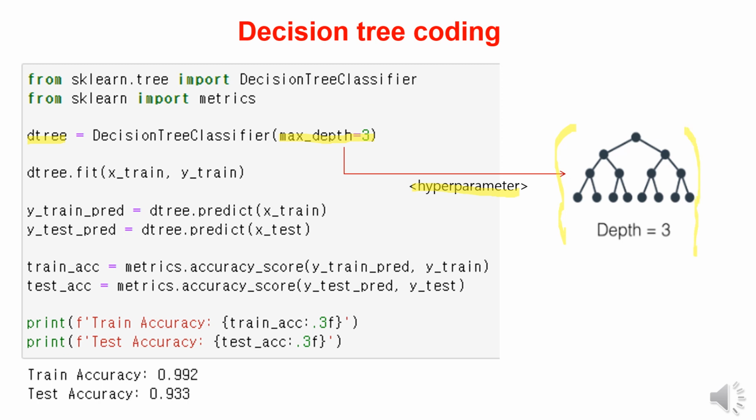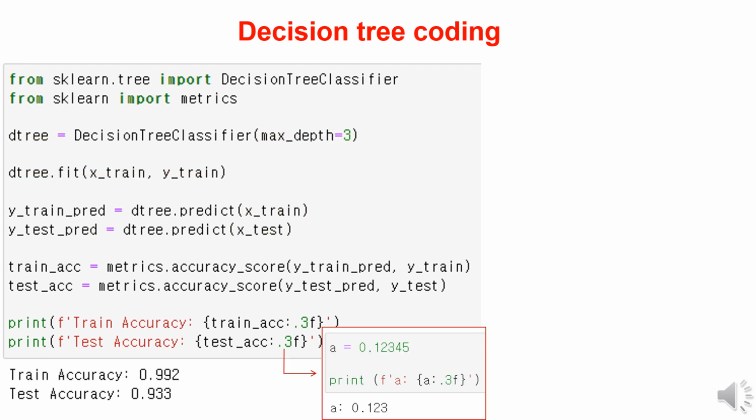Then, we train the model using the X and Y training data by using this simple line. Afterwards, we input the X training data into the constructed model and store the predicted values. We also repeat this same procedure for the testing data.